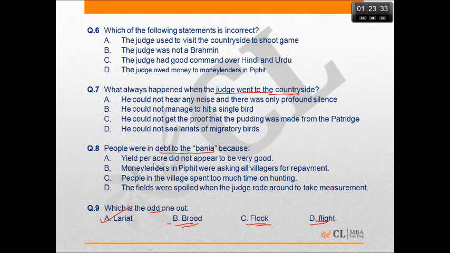So they were in debt with the banya, and people's yield per acre was not good. Yes, that could be the answer. Money lenders were asking all players. No, this is not the answer because yields were low. 2 rupees a mount is what he had said. People in the village spent too much time on hunting. No, fields were spoiled when the judge. No, so A. What happened when the judge went to the countryside?